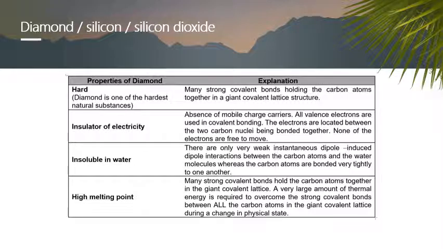Diamond is hard. Why? Because they have strong covalent bonds throughout the structure. They are insulators of electricity because they don't have any charge carriers. They are insoluble in water because they cannot form strong bonds with water. And they have a high melting point because they have strong covalent bonds which require a lot of energy to break. This is also the same for silicon and silicon dioxide. All these properties.